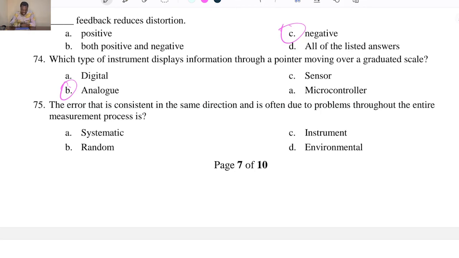Question 75. The error that is consistent in the same direction and is often due to problems throughout the entire measurement process is systematic error, right? So we've come to the end of this part of the solution.